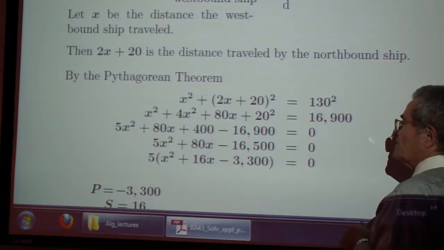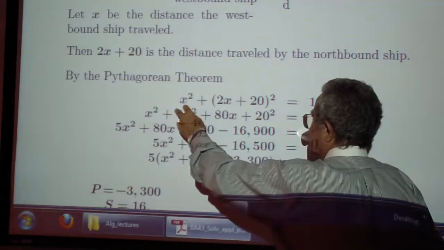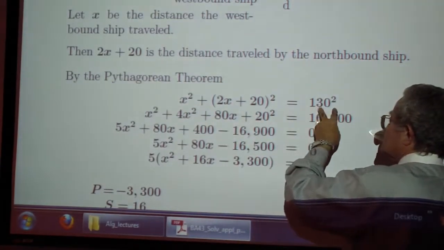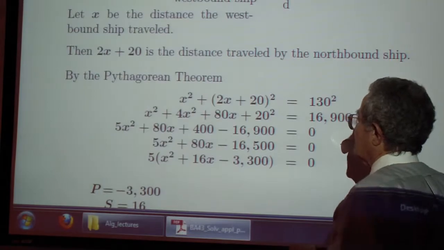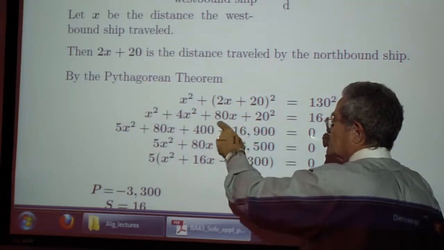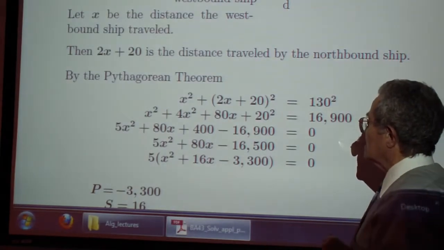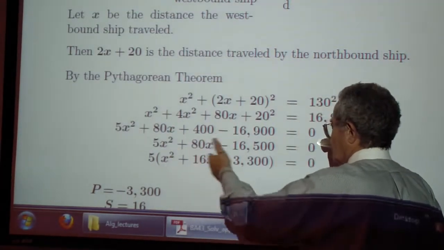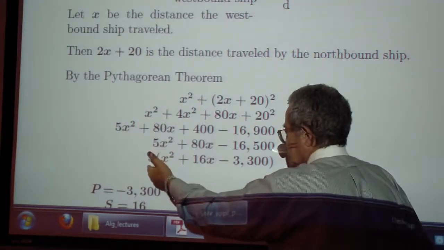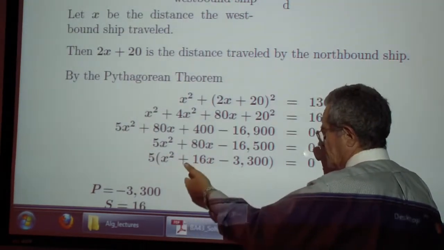And by the Pythagorean theorem, one length square plus the other length square is equal to the hypotenuse square. Expand this. Don't forget the double product term. Combine like terms. You have a quadratic. Look for the greatest common factor. It is 5. Factor out 5.